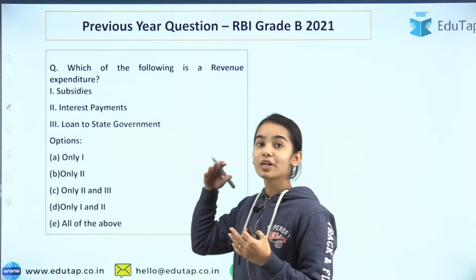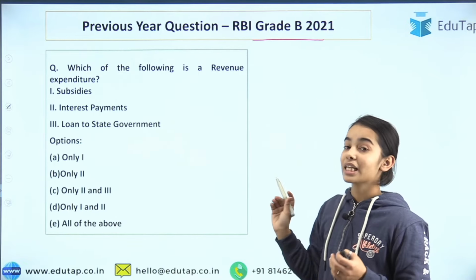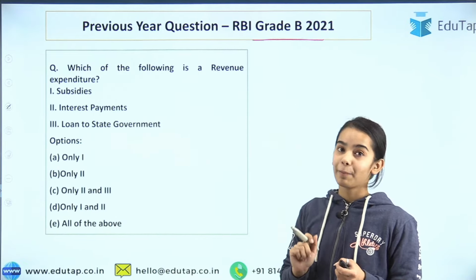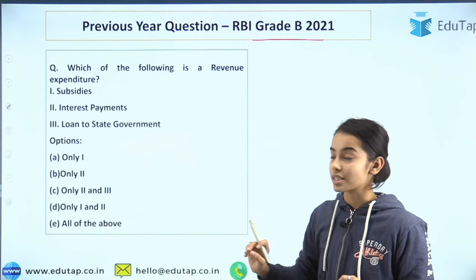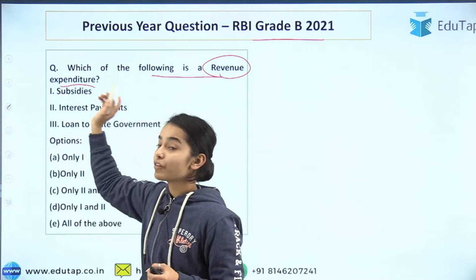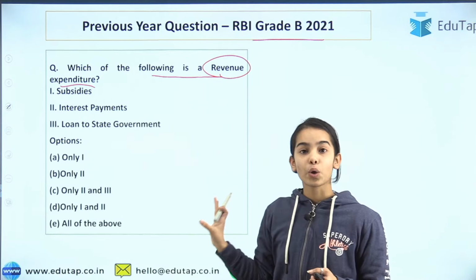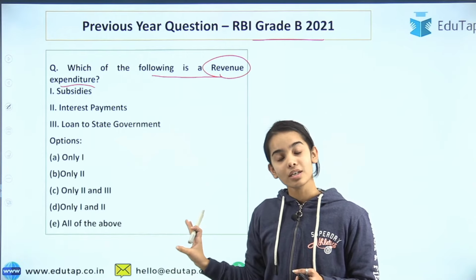So here is a previous year question of RBI Grade B 2021 that shows that this topic is very important, because a direct question was asked: which of the following is a revenue expenditure? And revenue expenditure is a part of budget expenditure. You will surely be able to answer this question by the end of the session.